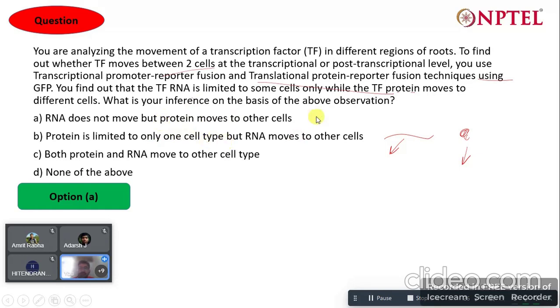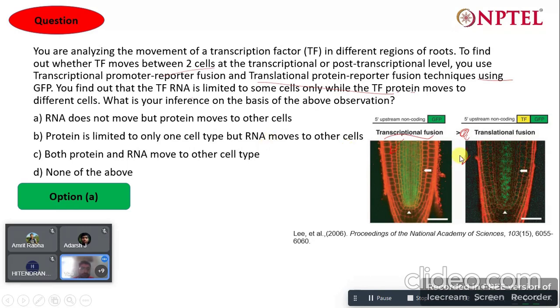So the inference will be that RNA does not move, but the protein moves, and that can be visualized using this image. If we have the GFP coding region in the transcriptional fusion, it will be localized in this area only. But if we have fused the transcription factor with the GFP, so it is a translational fusion, we can see that the transcription factor is moved to different cells, and we can visualize this because the transcription factor is fused with that gene.